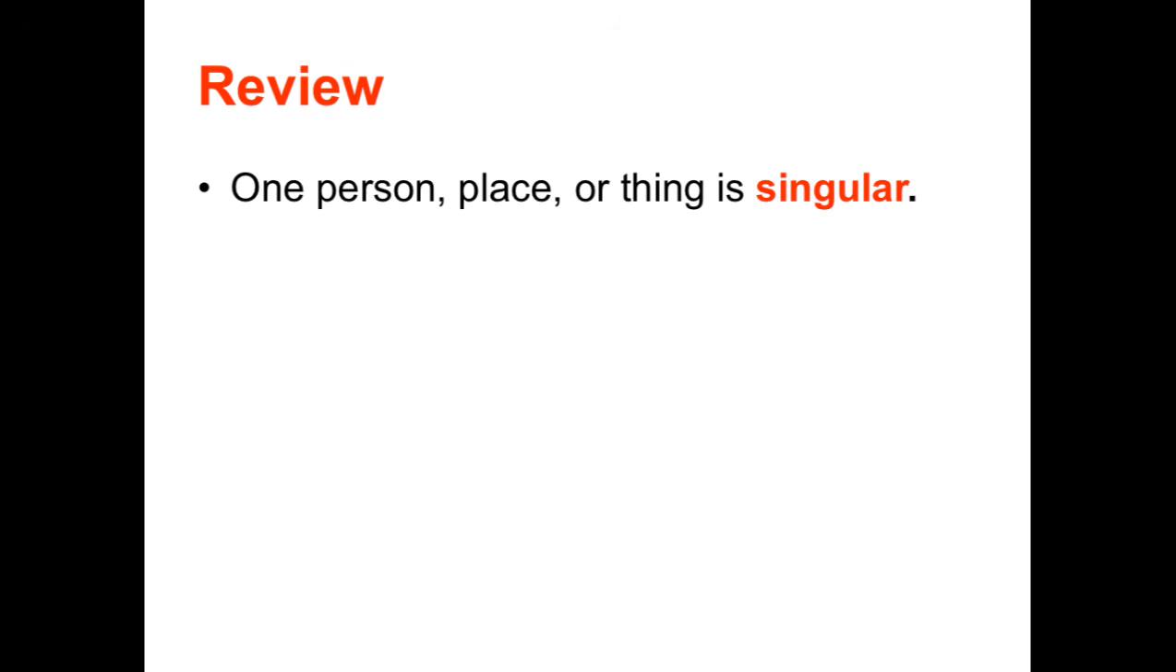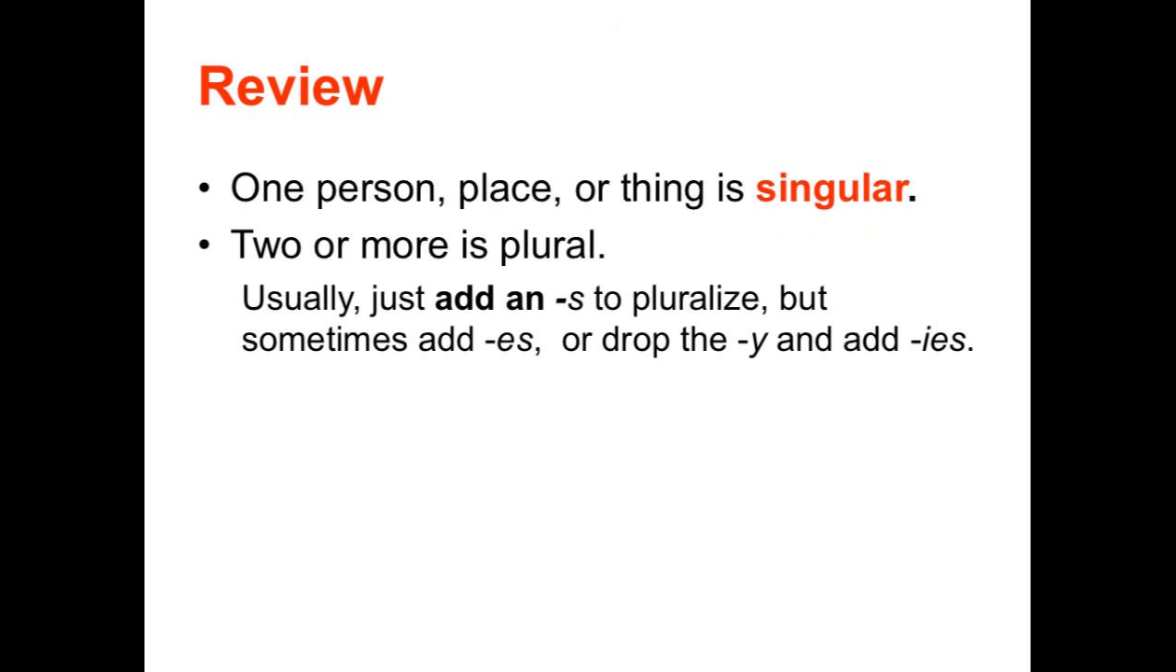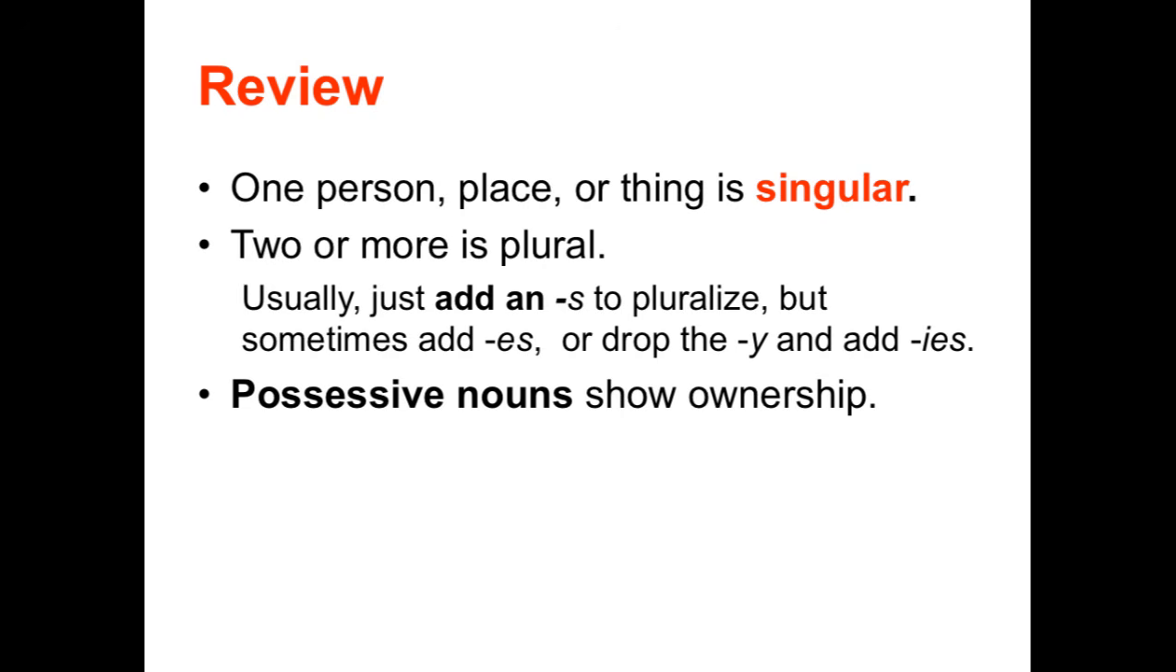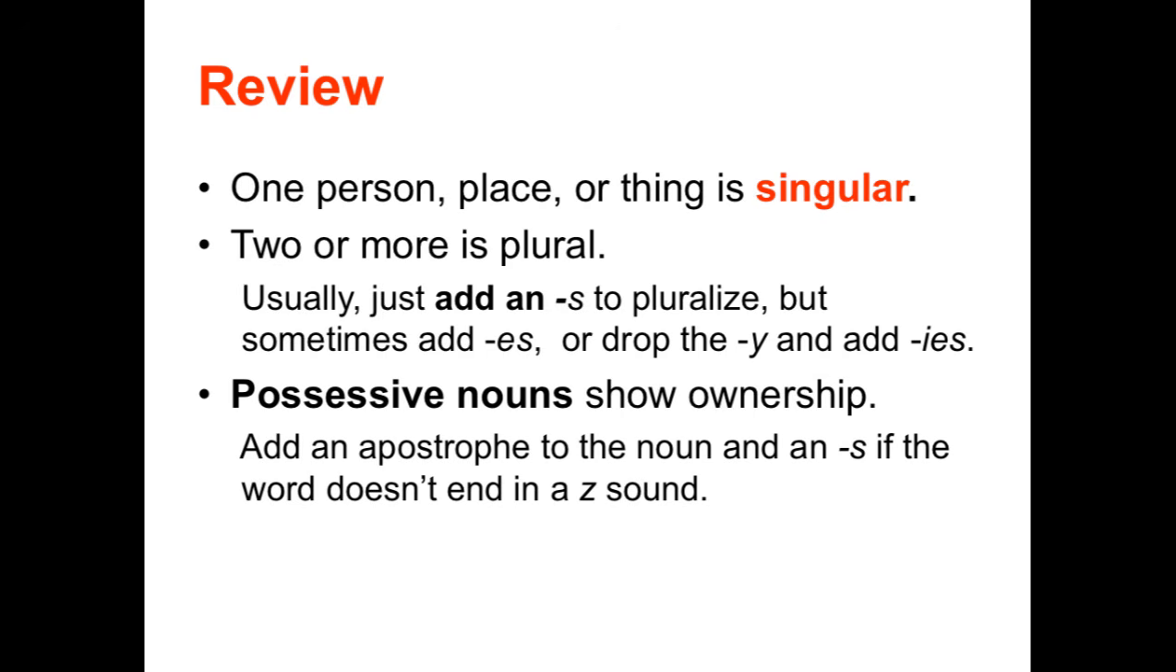So in review, one person, place, or thing is a singular noun. Two or more is a plural noun. Usually we just add an S to pluralize, but sometimes we have to add an ES, or drop the Y and add an IES, or use a different word entirely, but let's go on. Possessive nouns show ownership. To create the possessive form of a noun, we add an apostrophe to it and an S if the word doesn't end in a Z sound.